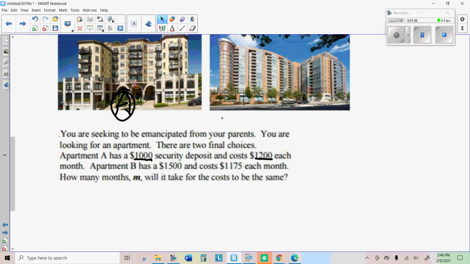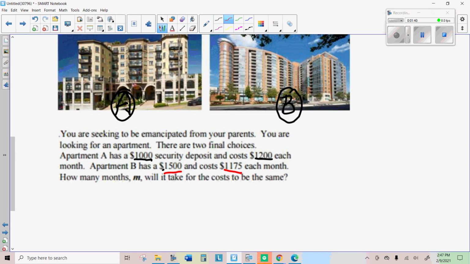Okay. Apartment B, and by the way, sometimes you get your security deposit back, but usually you don't because there's like stains they need to fix, carpeting that you wreck, holes in the wall, that kind of stuff, depending on how much of an animal you are. Apartment B has $1,500 security deposit. I'll make that red. And costs $1,175 per month.